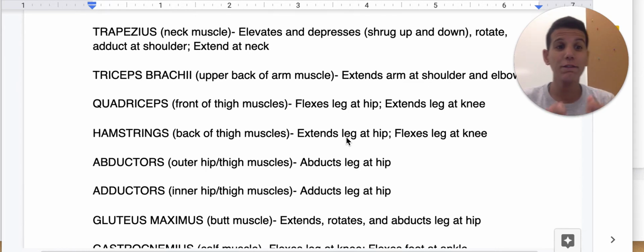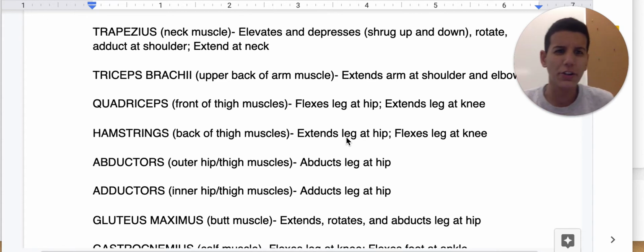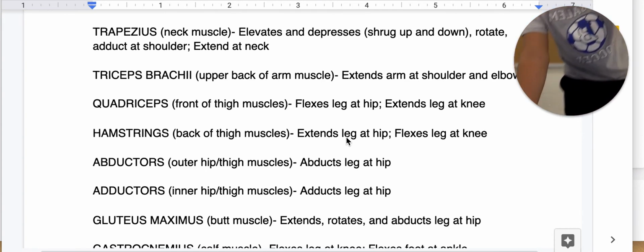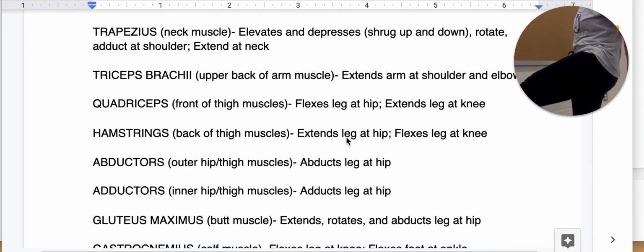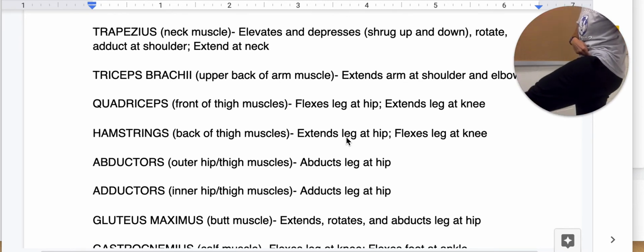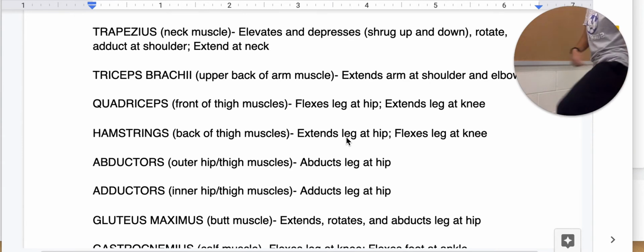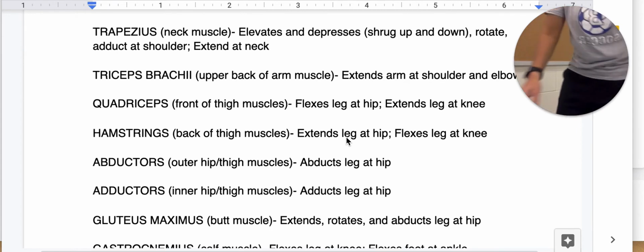And this can get confusing because it's like flex and extend, and it can do both, and then one's at your hip and one's at your knee, right? So I'm going to kind of just show you what this looks like. So it allows you to flex your leg at your hip. So you're bringing your leg up, just like we talked about with the shoulder. Flex, bringing your leg up. And it allows you to extend the leg at the knee. So the knee straight. Okay?